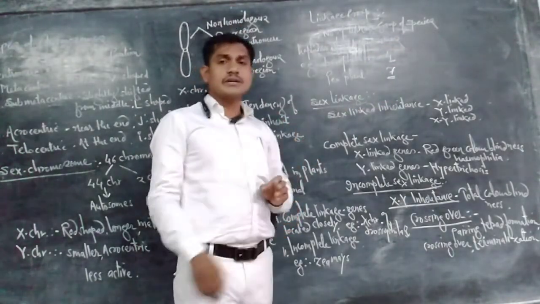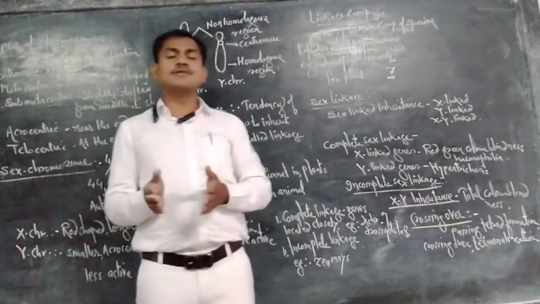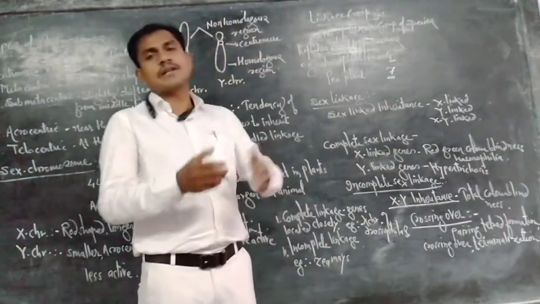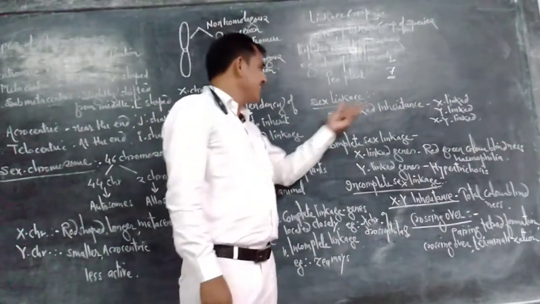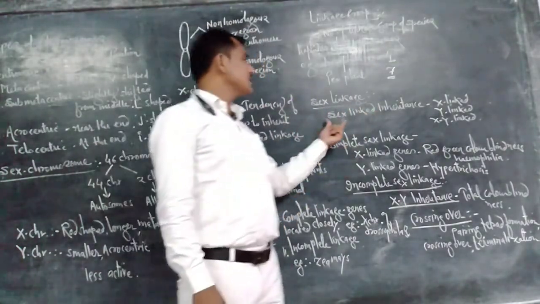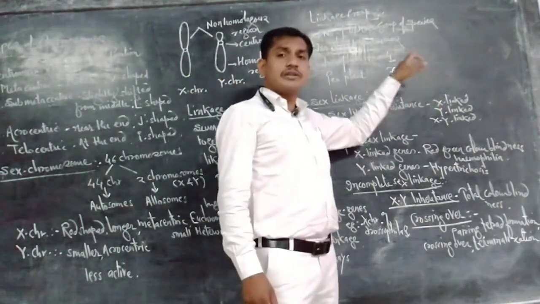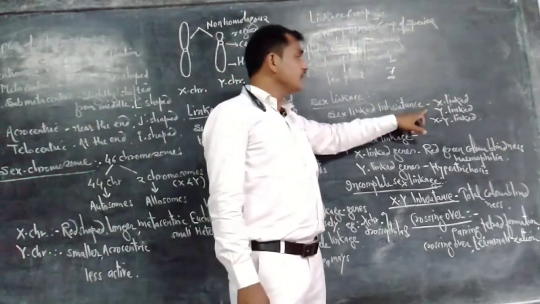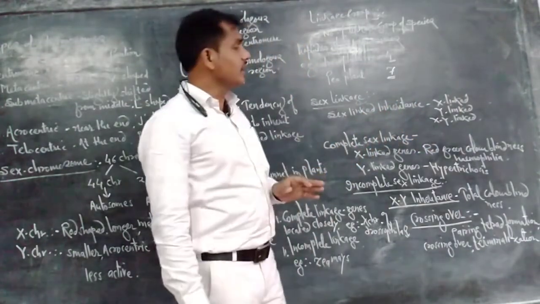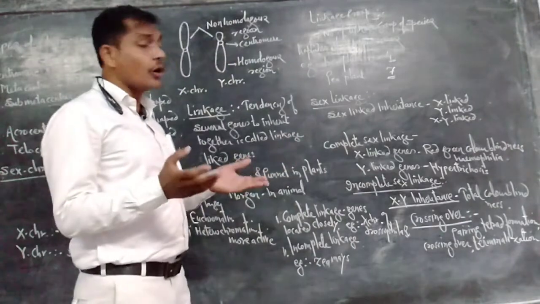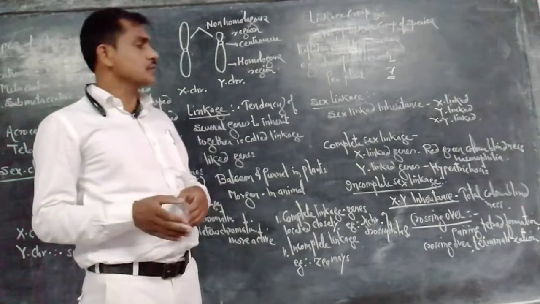Next is sex linkage. Here, genes present on the sex chromosome have the tendency to be forwarded together from one generation to the next. These are sex linked genes, and this forwarding process is sex linked inheritance. There are three types of sex linked inheritance: X linked inheritance, where the genes are present on the X chromosome; Y linked inheritance, where the linked genes are present on the Y chromosome; and XY linked inheritance, where the genes are present on the homologous region of the X and Y chromosomes.